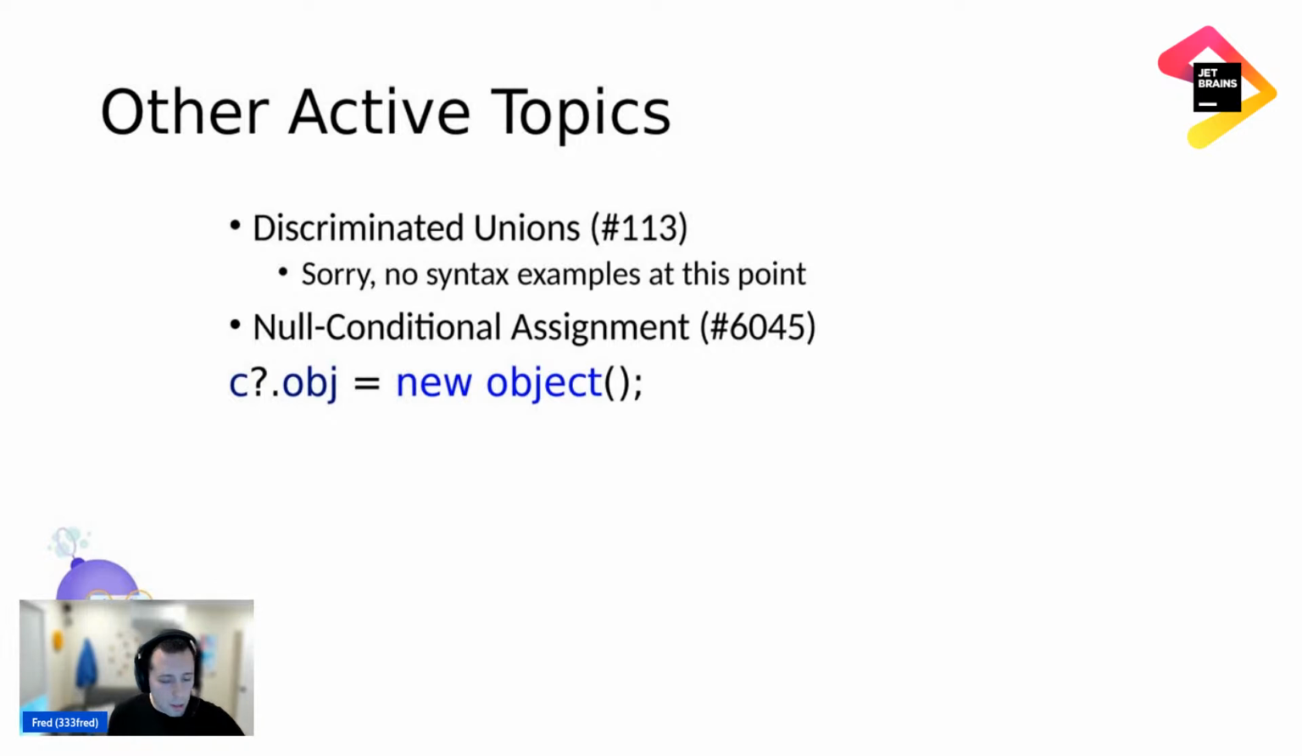All right. And one of the other things that we're looking at is null conditional assignment. So previously, you've been able to say question-question-equals assignment, which says if the thing on the left is null, don't assign the thing on the right, otherwise assign the thing on the right. And now what you can do is question-dot assignment. And so what this says is if C is null, don't do anything else. If C is not null, create a new object and assign it to C.obj.